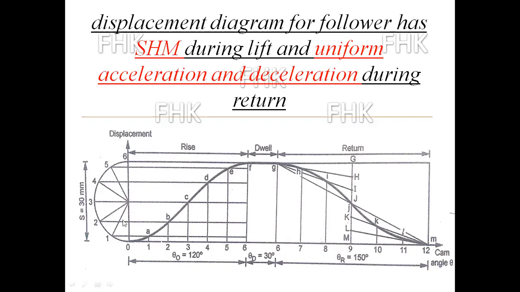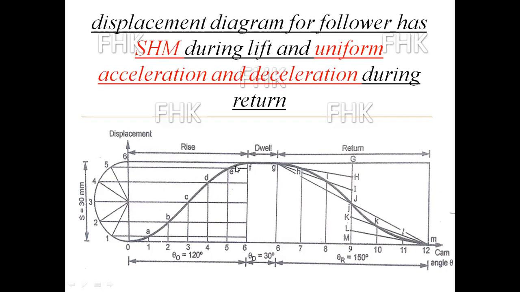Through point 2, I will draw the horizontal line. Where it intersects that second vertical line, that point will be B. Through point 3, I will draw the horizontal line, and where it intersects that vertical third line, that point will be C. Through point 4, I will draw the horizontal line, where it intersects that fourth vertical line, that point will be D. In this way, I will obtain all the points A, B, C, D, E, and F.